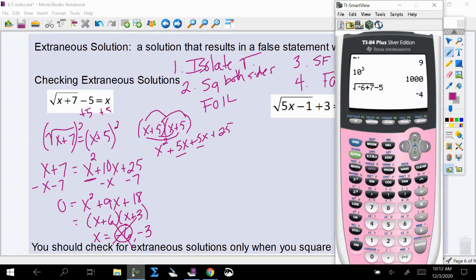Now let's check -3. So I'm going to take the square root of -3 plus 7 and then minus 5.